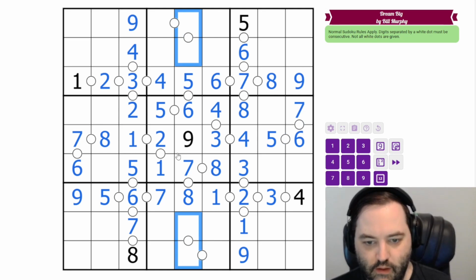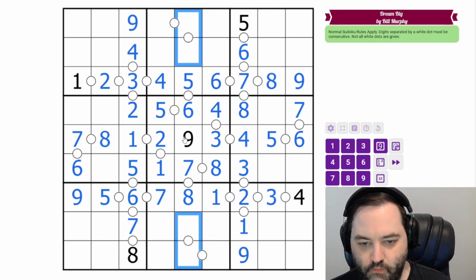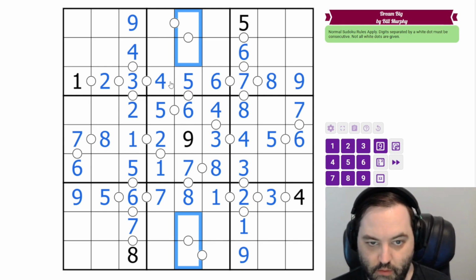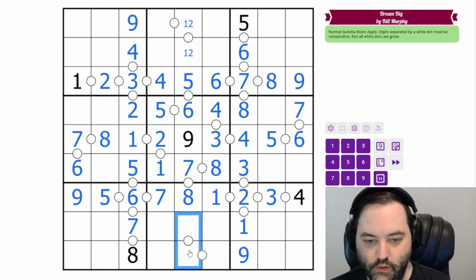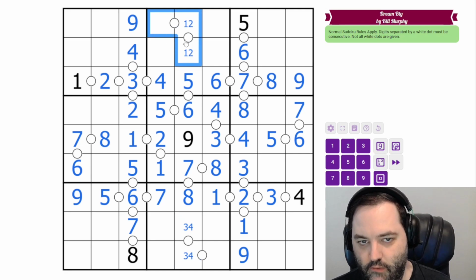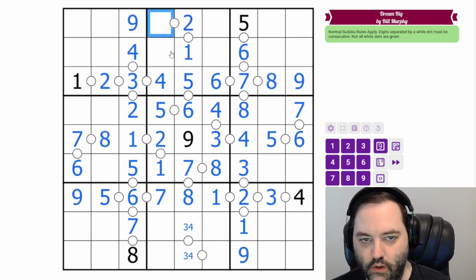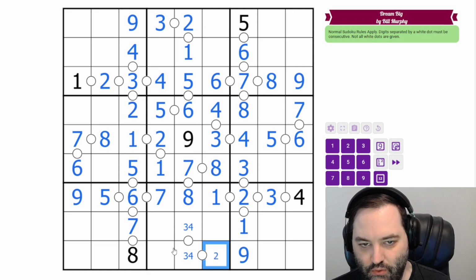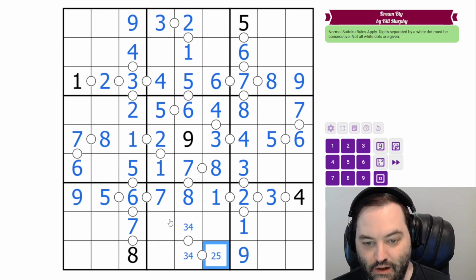We can do the same sort of thing in the column. We have 1, 2, 3, 4 left, so we need a 1, 2 pair and a 3, 4 pair. We know the order. This is 1, 2, this is 3, 4. And 1 can never go in the middle of a run of dots that see each other. So this has to be 2, 1 with 3 here. This has to be 2 or 5, and it is not resolved currently.